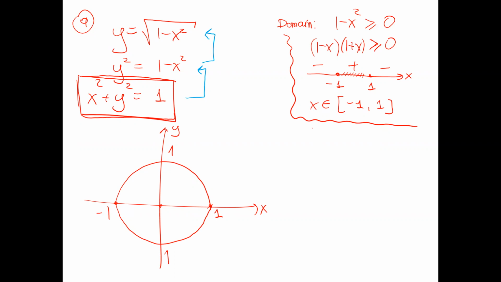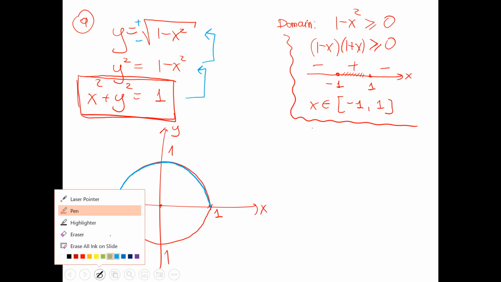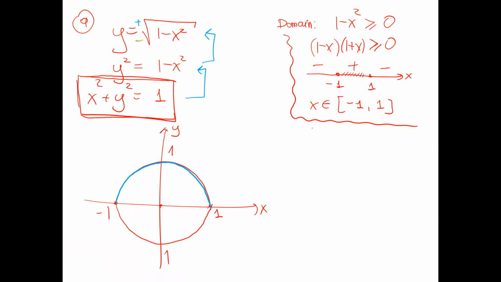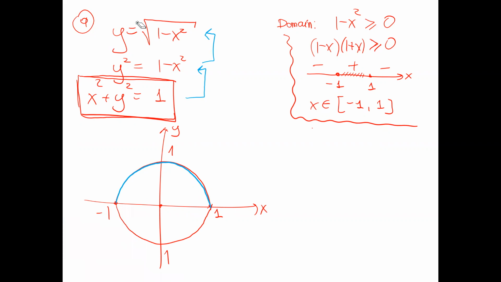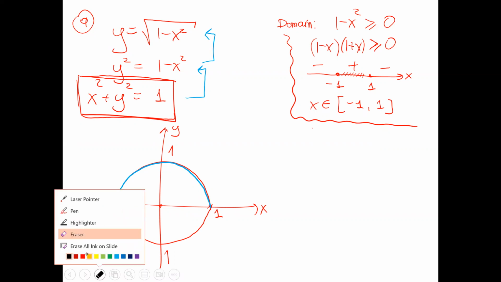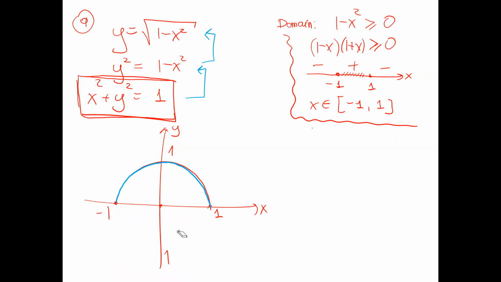But taking the square root of both sides, we will end up with positive and negative. Positive is that part, the upper semicircle. Negative will be the lower part. And since I asked for the graph of the positive square root of 1 minus x squared, we will only have the positive part. Okay, that means this is the graph that I gave you at the beginning.